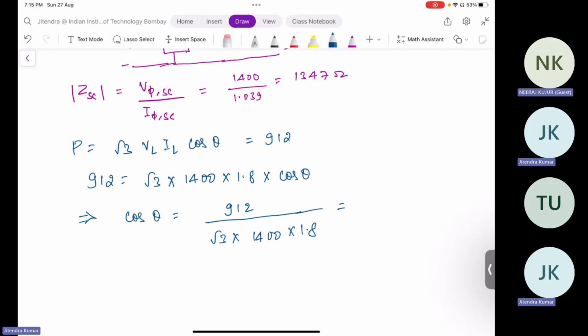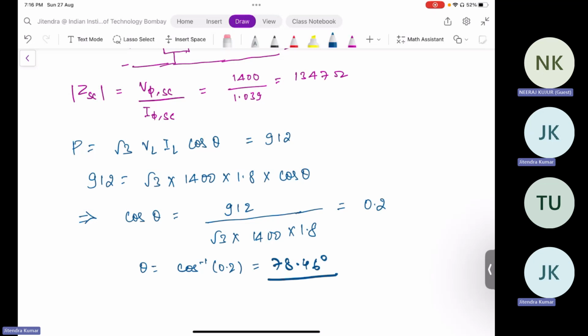Sir, I'm calculating, sir. Please give me some time. Yeah, please, definitely. Sir, 0.2. So how much angle will it be? Cos inverse 0.2, the inverse of it is 78.46 degrees.